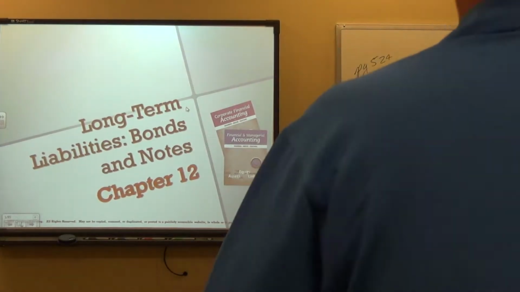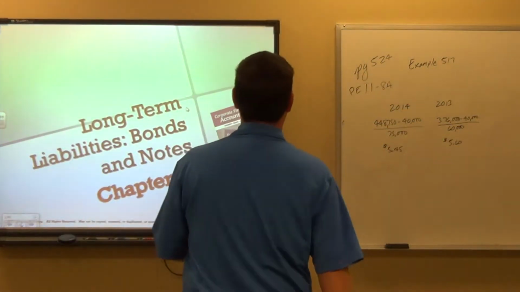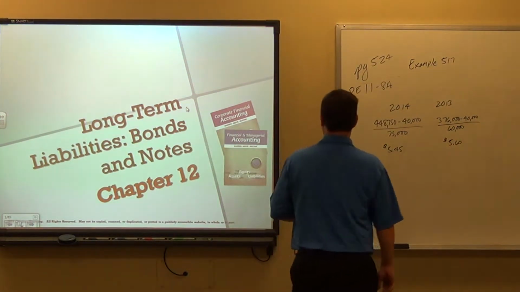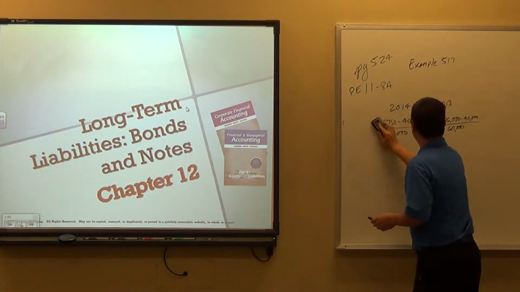All right, so let's take a look at chapter 12. We talked about stocks in chapter 11. Now we're going to jump into chapter 12. In chapter 12, we're going to talk about bonds. So bonds are a little different.